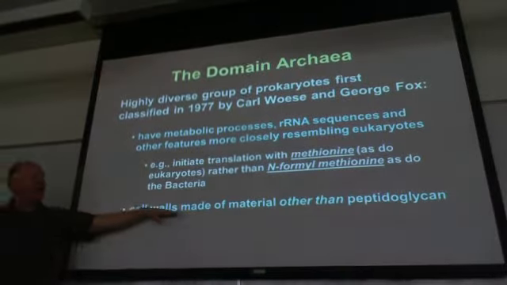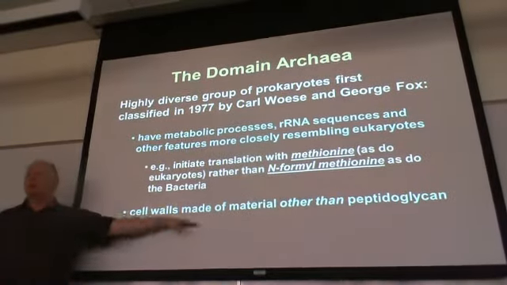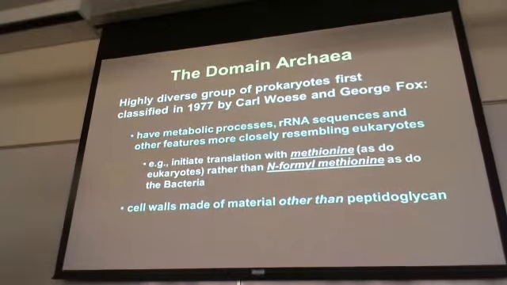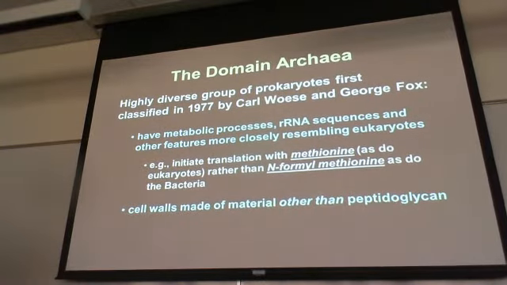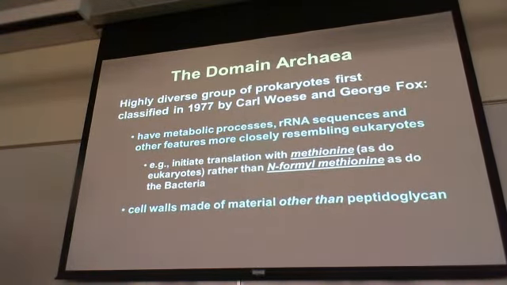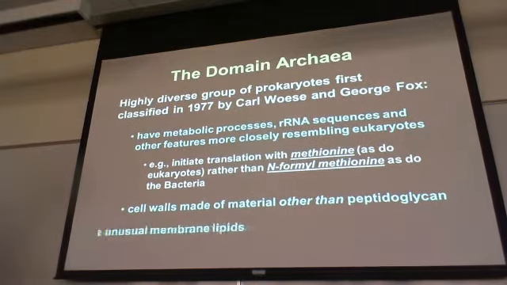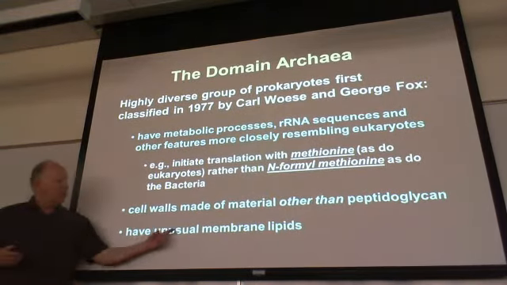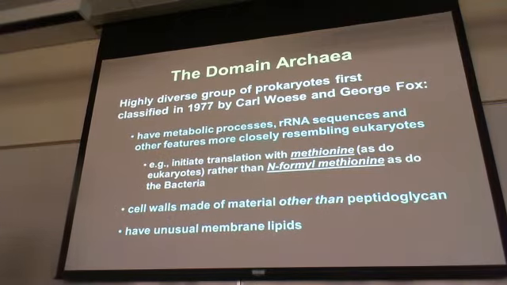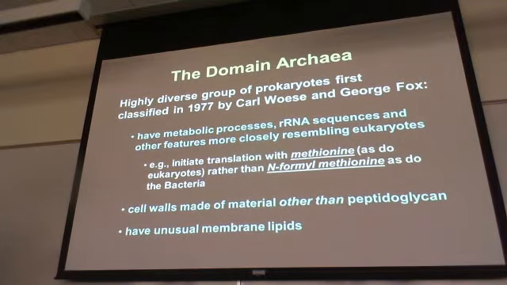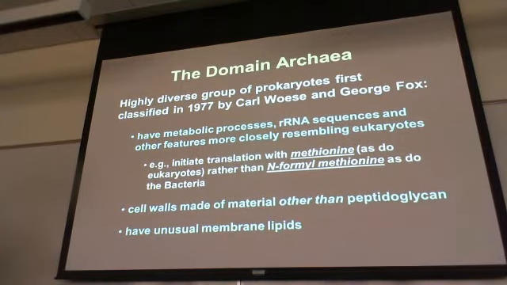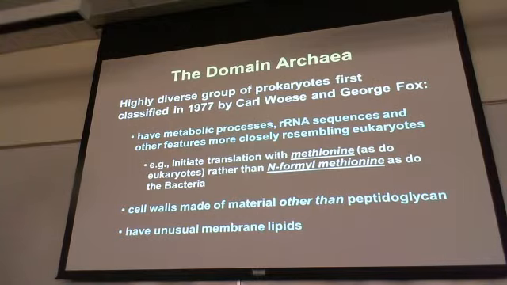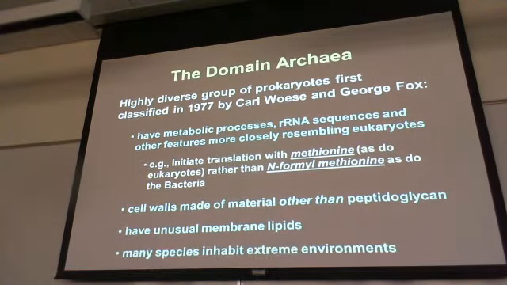Their cell walls: they don't have cell walls using peptidoglycan. They use a variety of other materials, but they do have cell walls, just not made of peptidoglycan, so made of totally different materials. Their lipids are not the same. In fact, their membranes have very unusual kinds of membrane lipids. So they're not the same as the usual phospholipids you find in prokaryotic membranes or even yours. So the membrane lipids are unique and quite different.